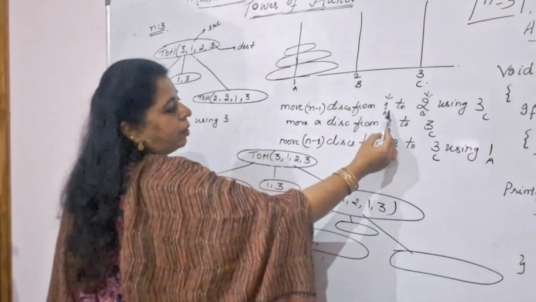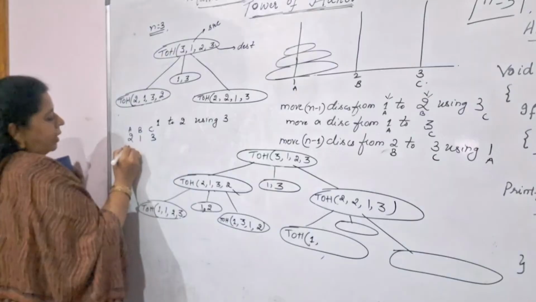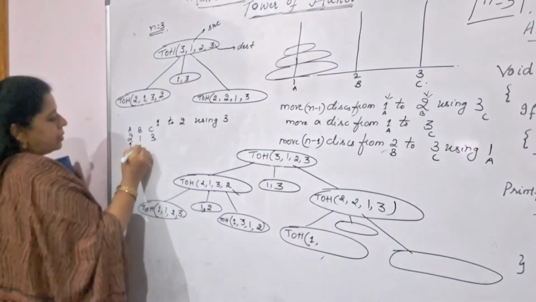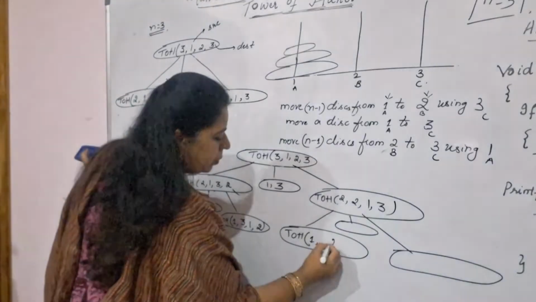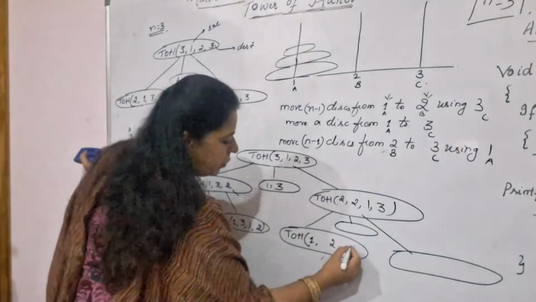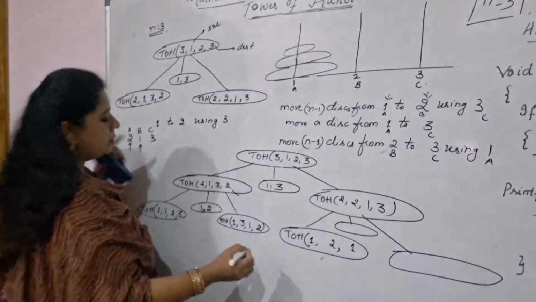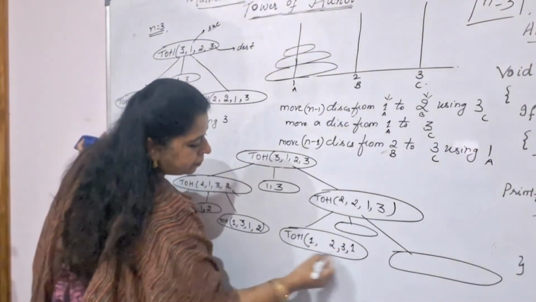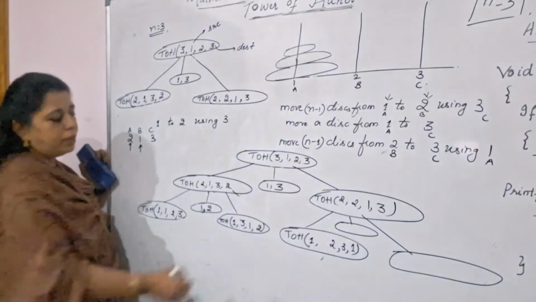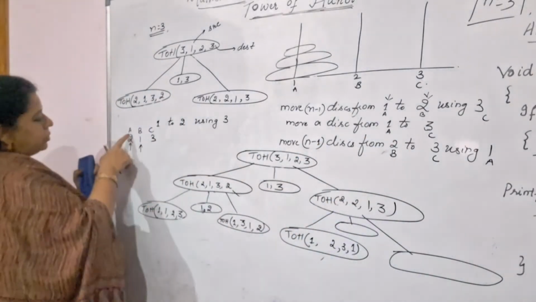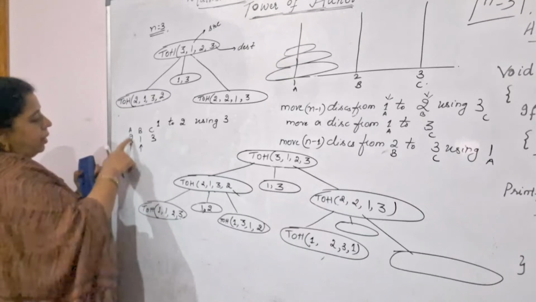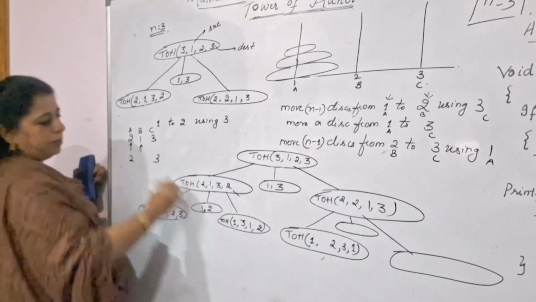What is the step? A to B using C. Here A is this one, 2, B is this one, A to B. So I'll write here A is 2 and B is 1 using C. C is 3. Okay. Next, what about the next statement? 1 to 3. 1 to 3 is A to C. A to C is what? A is 2 and C is 3.